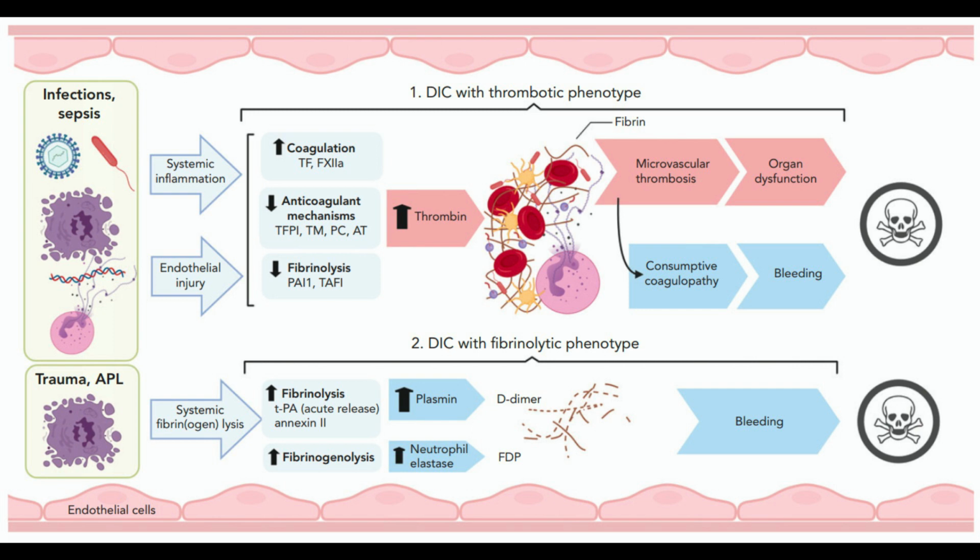Disseminated intravascular coagulation with a fibrinolytic phenotype is more common in trauma and acute promyelocytic leukemia, characterized by excessive fibrinolysis due to massive release of tissue plasminogen activator and plasmin generation. Early hemostatic clots are destroyed, releasing fibrin fragment D-dimer. In APL, cell surface annexin 2 binds tPA, protecting it from inhibitors and enhancing plasmin generation and fibrin degradation.